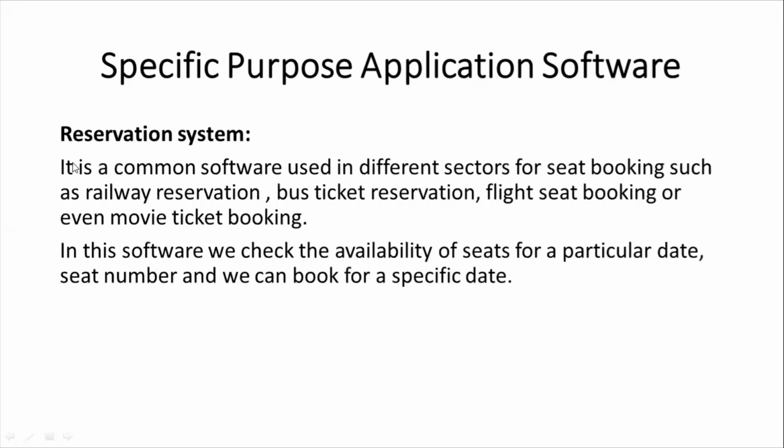Then we have the reservation system. It is a common software used in different sectors for seat booking, such as railway reservation, bus ticket reservation, flight seat booking, or even movie ticket booking. Okay, in this software, we can check the availability of seats for a particular date and seat number, and we can book for a specific date.